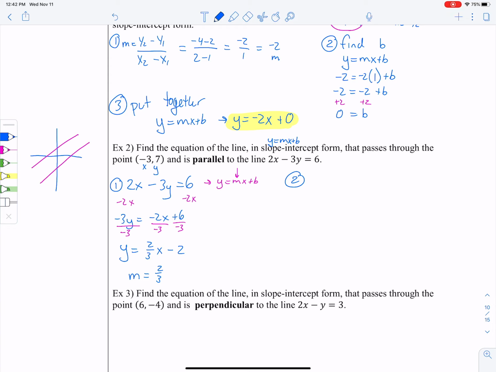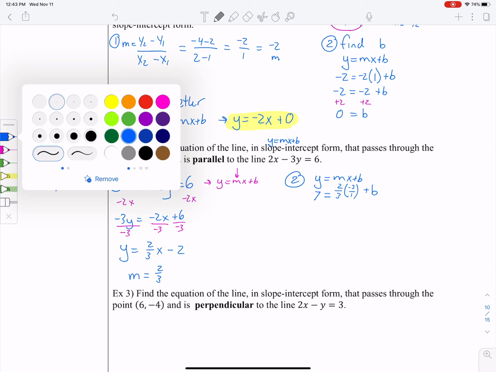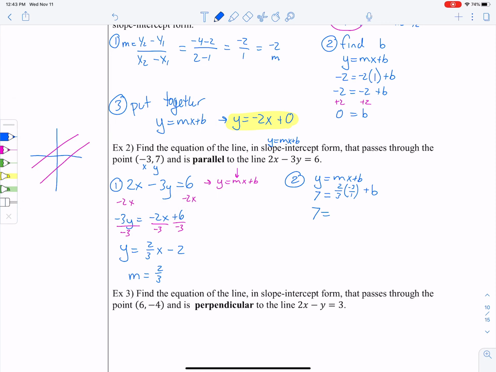So now we need it to go in the form y = mx + b. We're going to use the x and y that they gave us in the problem. So here they have 7 is equal to 2 over 3, and then our x here is -3. Let me just write it as -3 over 1 because it's a fraction, so that makes it easier. And we don't know b, so we'll write it as plus b. Okay. So here I have 7 is equal to 2 times -3 gives me -6, 3 times 1 gives me 3.